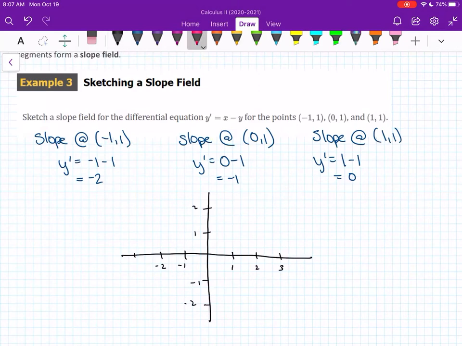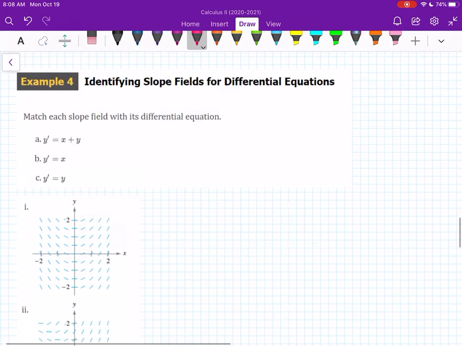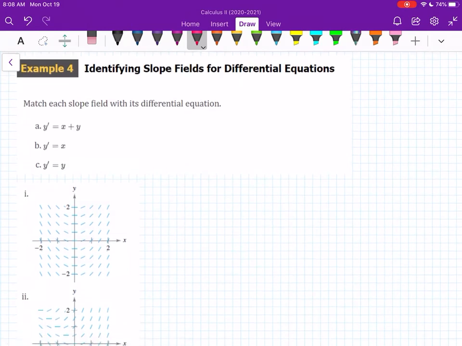So at -1, 1, when I'm here, my slope is going to be -2. So my slope is going to be kind of steep like this. Great. And we're just going to make a little segment with a slope of -2. At 0, 1, right here, my slope is -1, so a little less steep. And then at 1, 1, my slope is 0, so I'm just going to put a little flat line. And so what we can do is we can continue that pattern to fill out the field, and that's called a slope field.